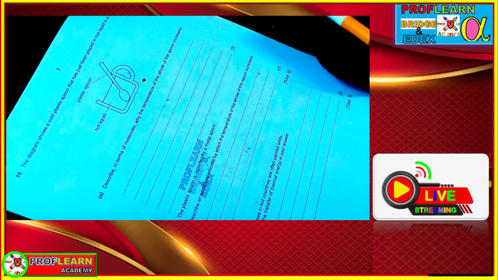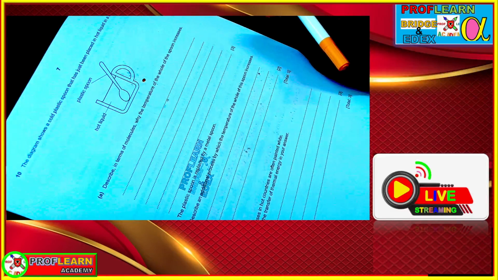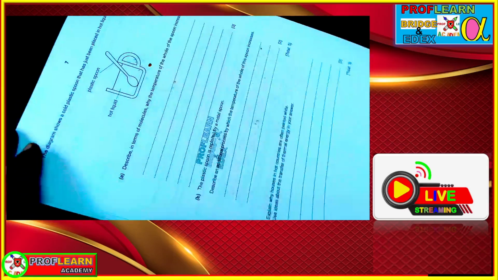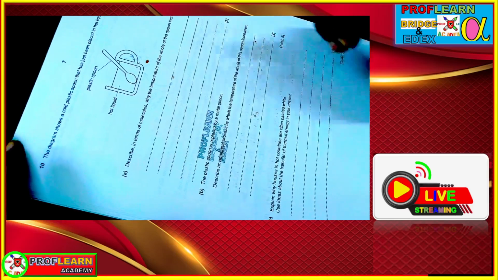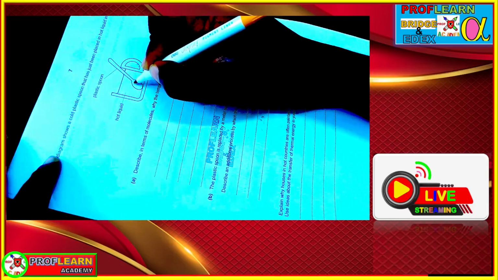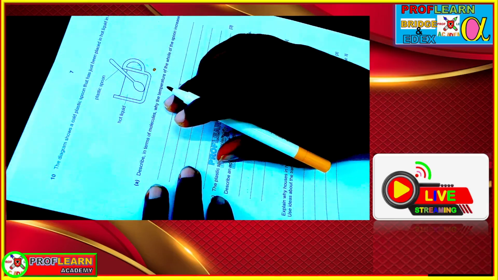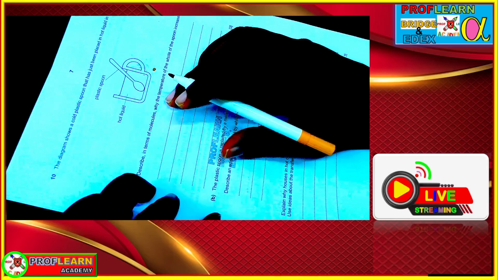Question number 10, we are told the diagram shows a cold plastic spoon that has been placed in a hot liquid in a cup. Describe in terms of molecules why the temperature of the whole spoon increases. So how does the temperature of the whole spoon increase, yet it's just placed inside a hot liquid?